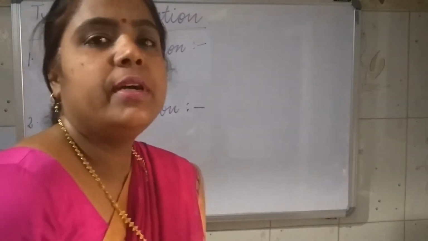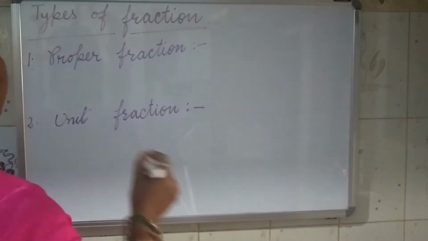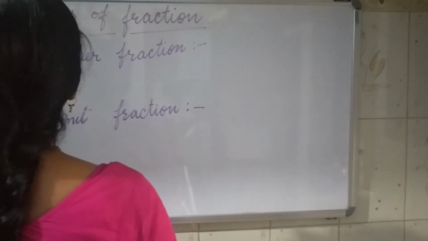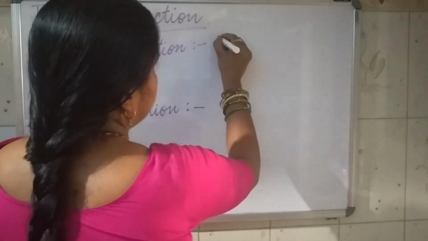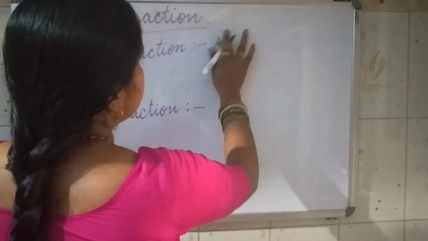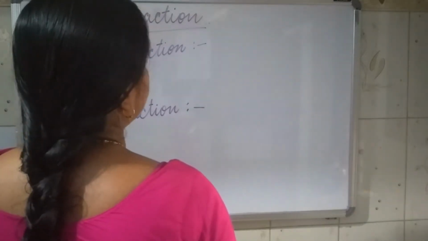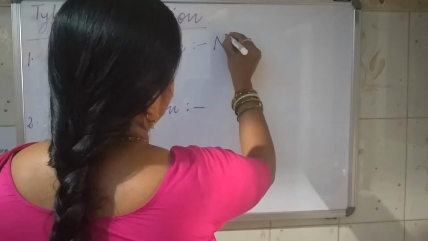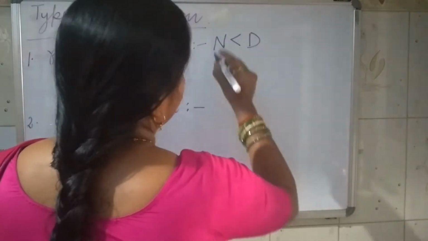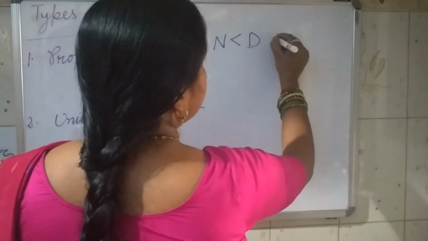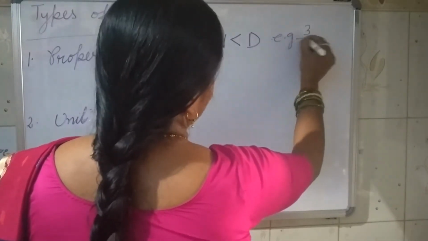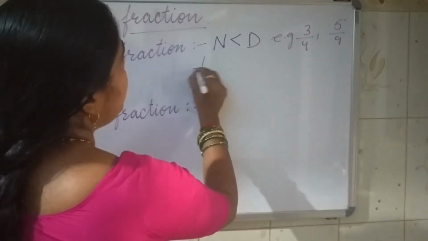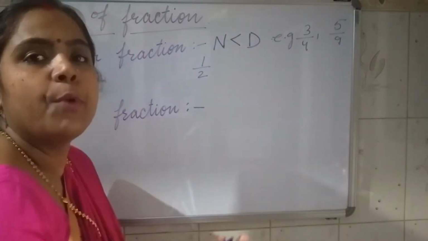Now we are moving to the types of fraction. The first fraction is the proper fraction. What is a proper fraction? A proper fraction is when the numerator is less than the denominator. When the numerator is less than the denominator, then we can call it a proper fraction. For example, 3 by 4, 5 by 9 or 1 by 2. These all are proper fractions.